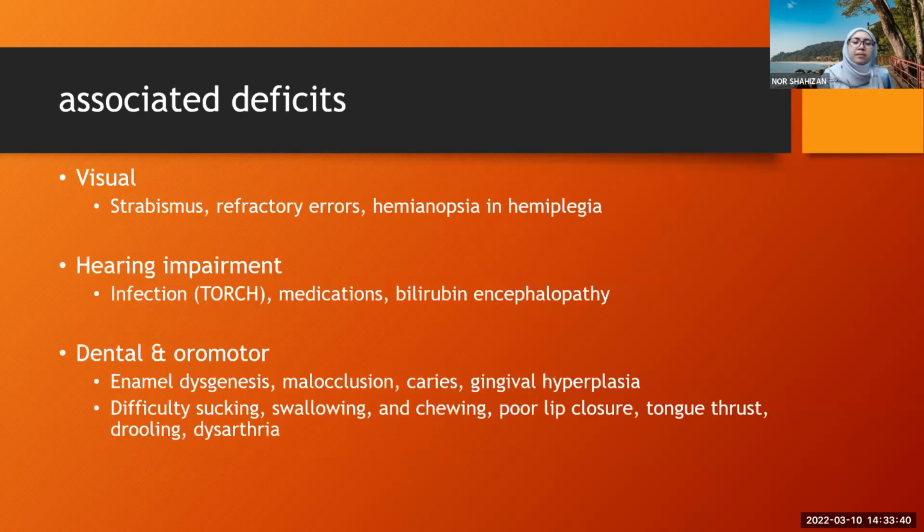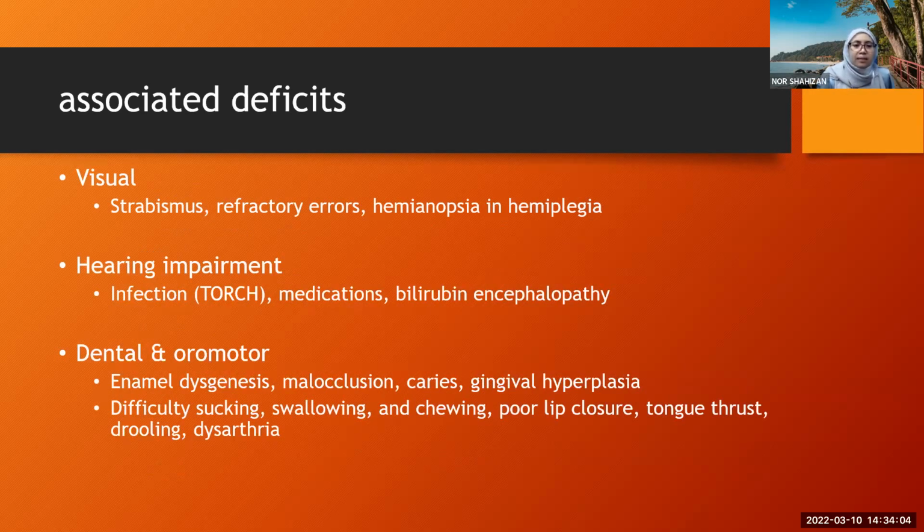Okay. And then secondly, the visual system. They will have strabismus and hemianopia in hemiplegic CP. Hearing impairment: if the CP was caused by TORCH infection, then you need to rule out any hearing impairment, and any kernicterus issue, which can lead to bilirubin encephalopathy.